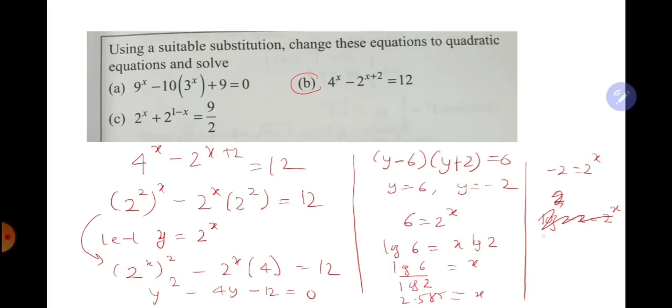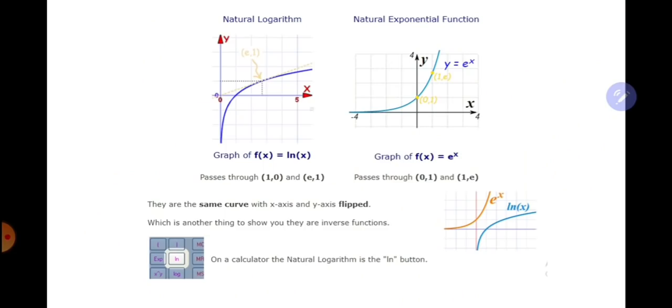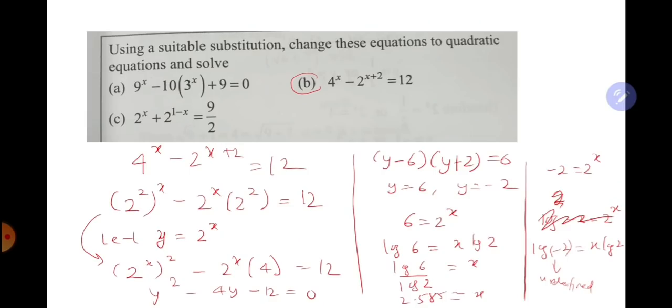If you take the log, you get log negative 2 equals x log 2. Right? But do you have log of negative 2? So this is undefined. If you look at the log function, the graph is only defined for x greater than 0. So you have no log of negative values. That's why there will be no solution for this one. So your solution is only this one, x equals 2.585.